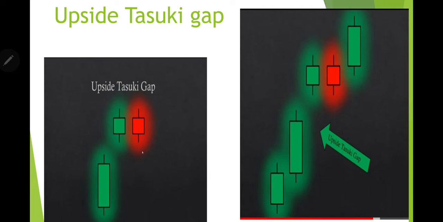Upside Tasuki gap will appear like this in the middle of an uptrend. You'll find that there's a candle that opens with the gap there, and next to it you'll get another candle which is similar to that one, to that green one, but without taking the low of that green candle, signifying that it is the continuation of an existing uptrend.